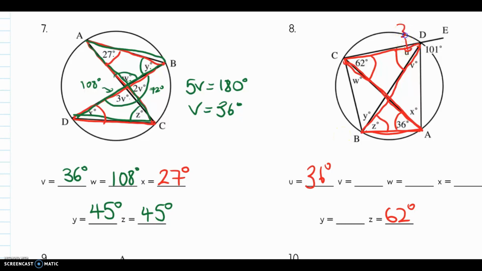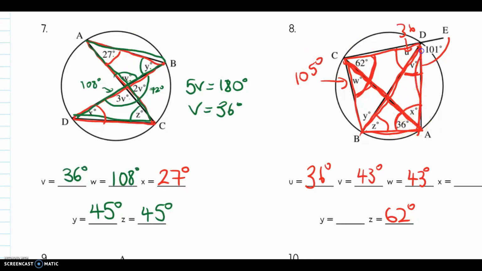If U here is 36 and this is 101, then angle V must be 101 plus 36, so 137. Take away from 180, V must be 43 degrees. If V is 43, W has to be 43, because that angle and that angle will be the same. So W must also be 43 degrees. If W is 43, this whole angle up here must be 62 plus 43, so that's 105.